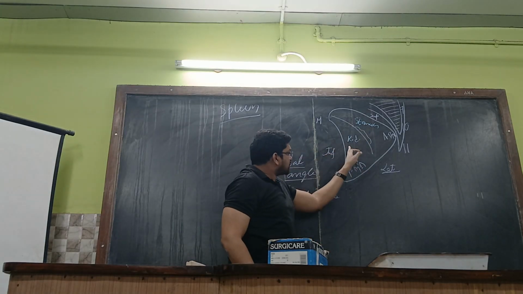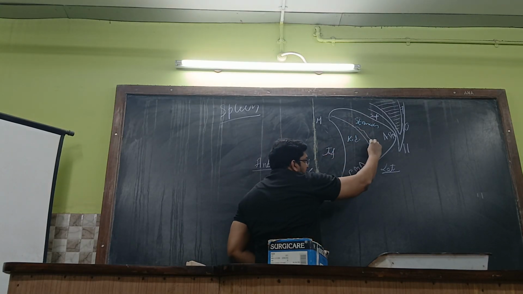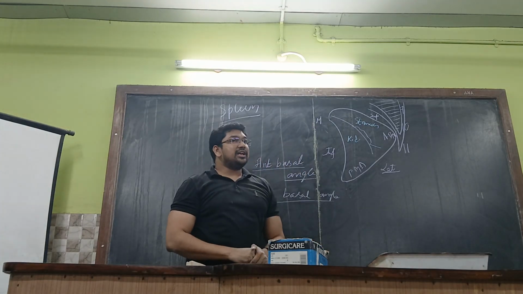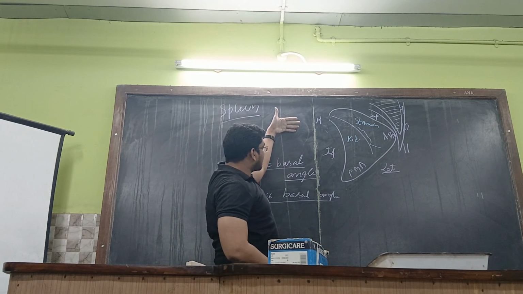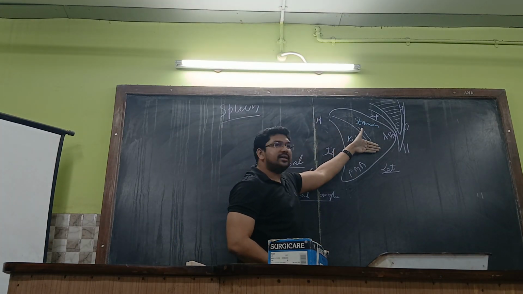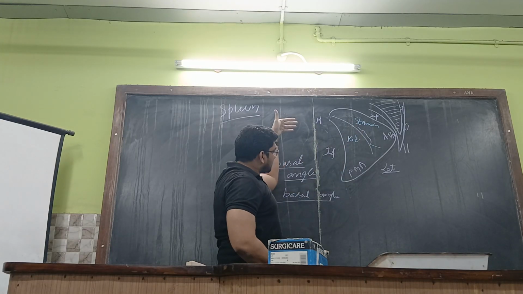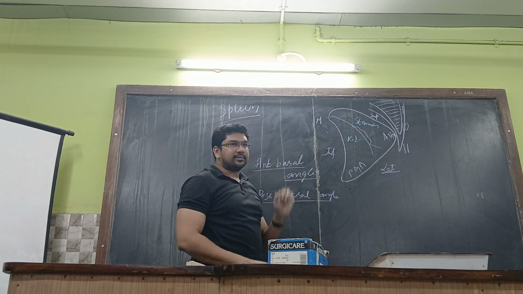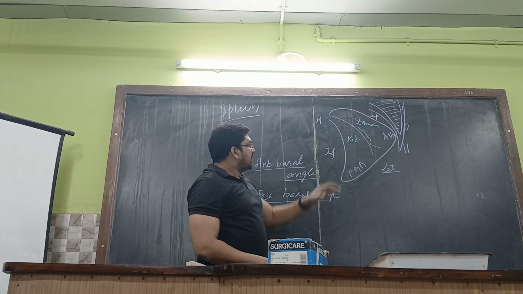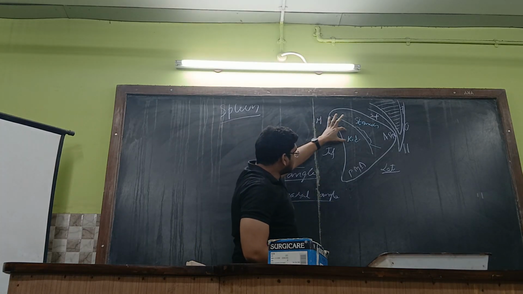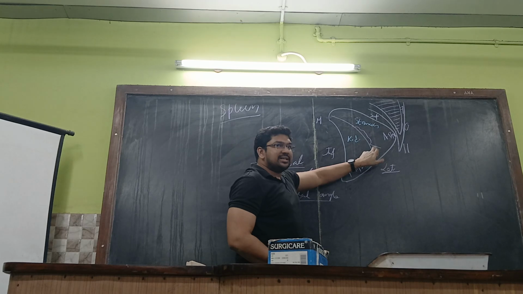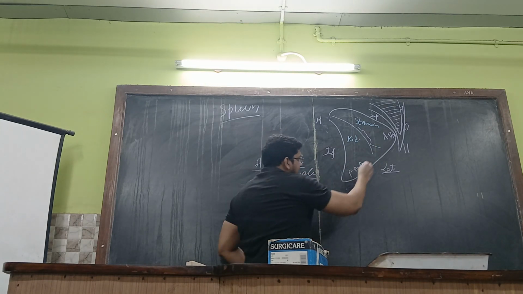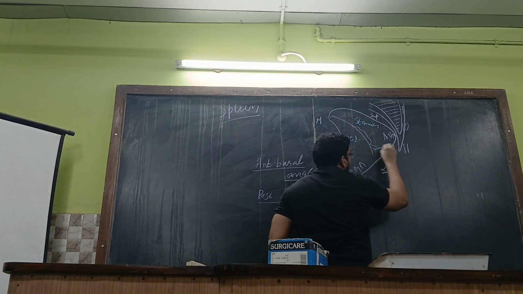In between these two and in front of the hilum, there is an impression for the tail of the pancreas. So the tail of the pancreas will be moving all the way over here. Getting it alright? In that manner, it will be supplying the splenic artery and receiving the splenic vein. So the pancreas will be going all the way and the tail of the pancreas will be reaching till this impression. This impression is called the pancreatic impression.